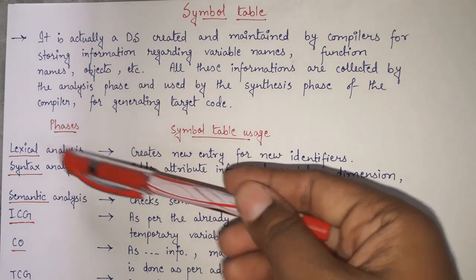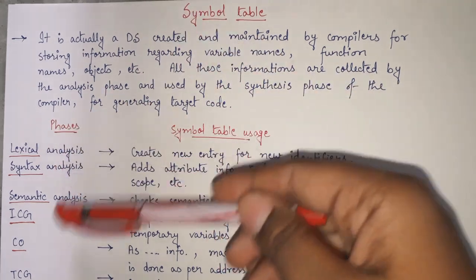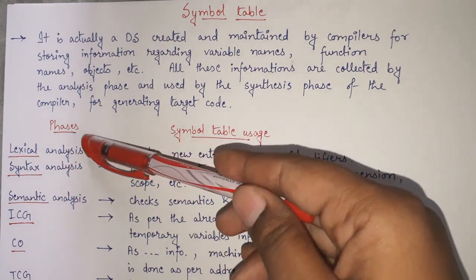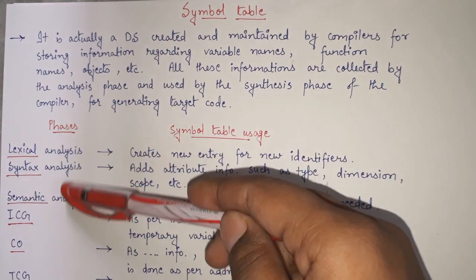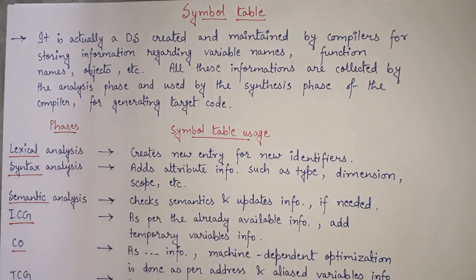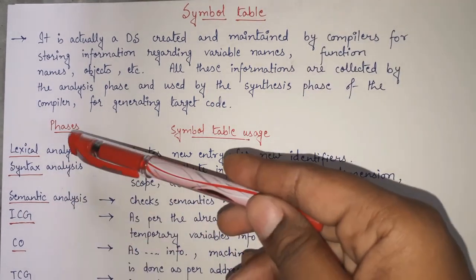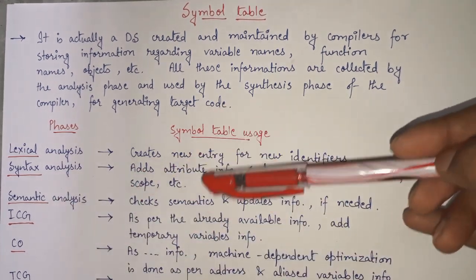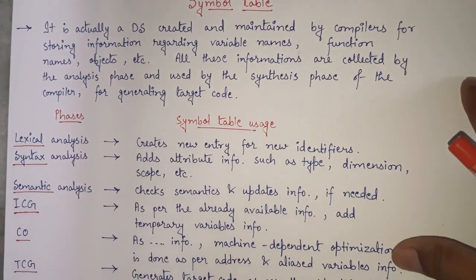Now we have already seen what these three phases will do and what these three phases will do. This may also be asked. So you should also know this, that these three phases are the analysis phase and these three phases are the synthesis phase. Now we've already seen what each of the phases will do with the symbol table. Let's see that also once.